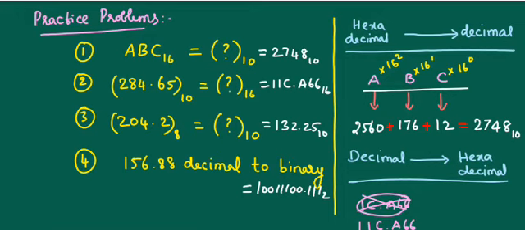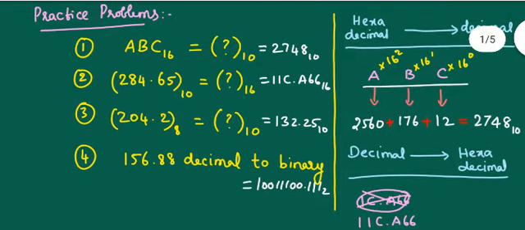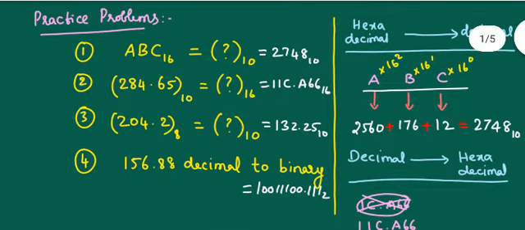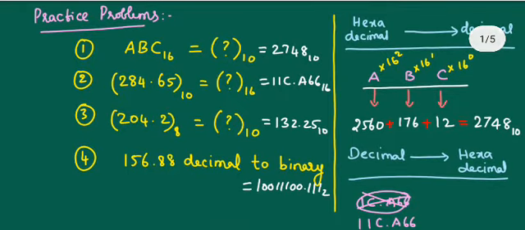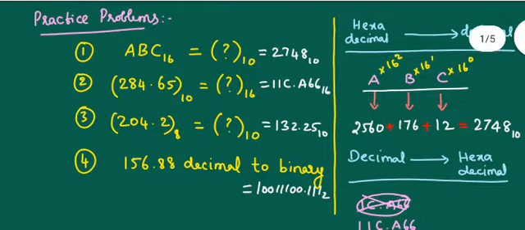Next, second one, 284.65 decimal number given. We need to convert it into hexadecimal number. Third one, 204.2 octal number given, and decimal number we want to calculate. Last, fourth problem, decimal number is given, 156.88. Decimal number given, binary we want to calculate. First problem answer, here we have given on the right hand side.